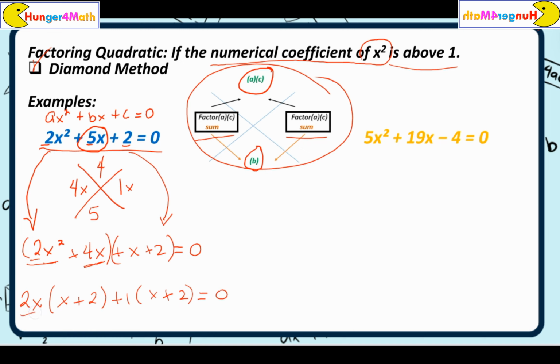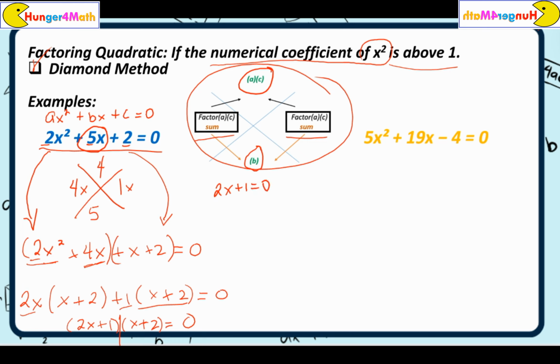Then we're going to put together the common factor. That will be 2x plus 1. And then we're just going to copy 1 of the x plus 2. So x plus 2 is equal to 0. And then we're going to split into 2 and equate it to 0. So let's do it over here. That will be 2x plus 1 is equal to 0.